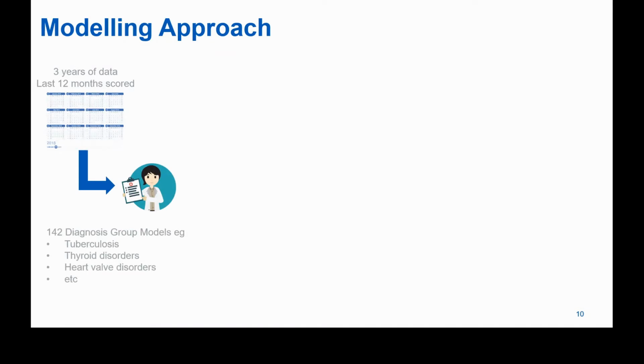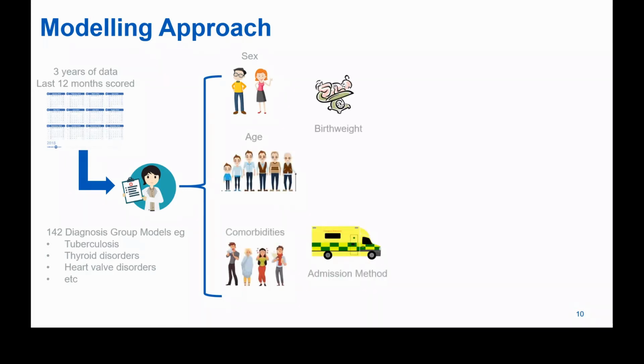So we then create 142 diagnosis group models, and that could be models relating to tuberculosis, thyroid disorders, pneumonia, etc. So each of them would have their own model. However, the variables used within the model are relatively consistent. So it's a similar set of variables orientated around the sex of the individual, the age of the individual in 5-year bands all the way up to 90 plus, comorbidities.